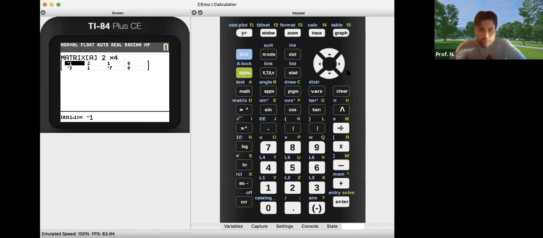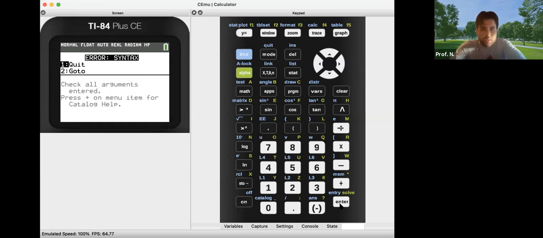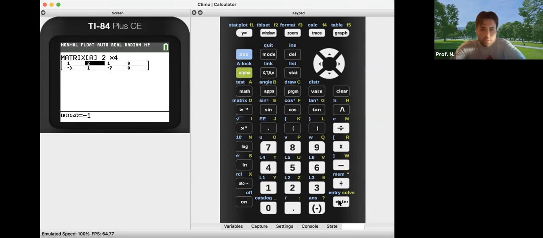So this is 1, negative 1. Oh, sorry. This would be negative 1. Yeah. And then we got 2. We got 4. We got 3. We got negative 1. We got 2. And we got negative 1.